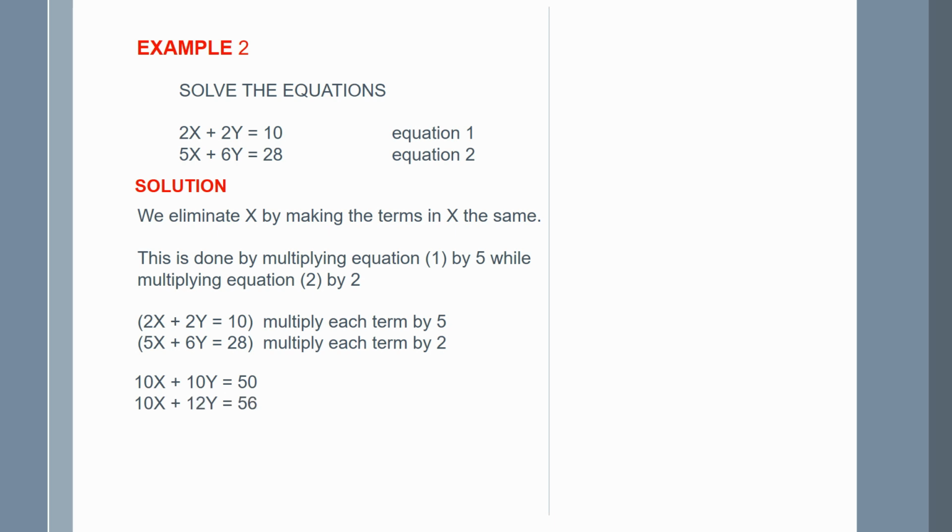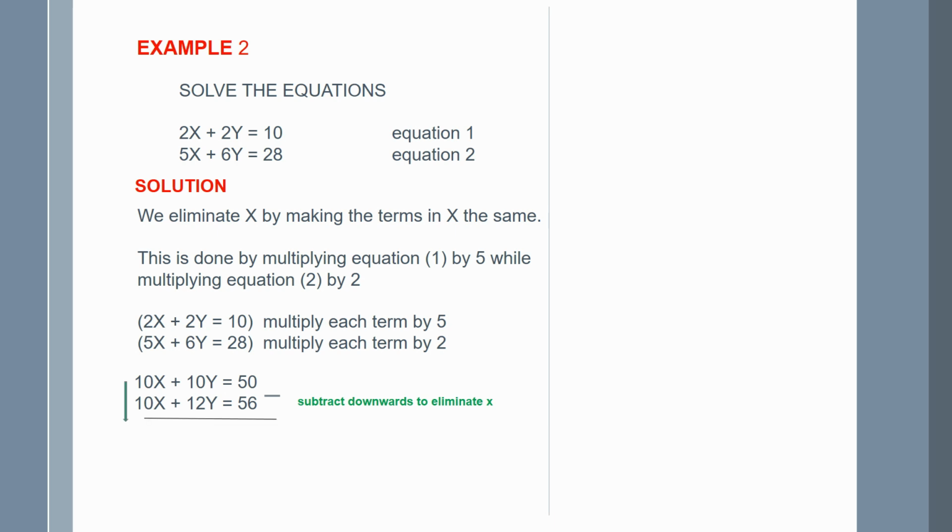For the second one, we're going to multiply by 2. It's going to be 10x plus 12y should be equal to 56. The terms in x are now the same, so we can subtract downwards and get our value of y. Let's subtract downwards. 10x, take away 10x will be 0. We don't need to write it.